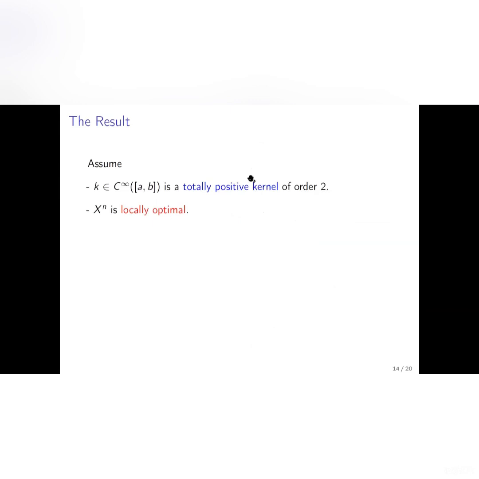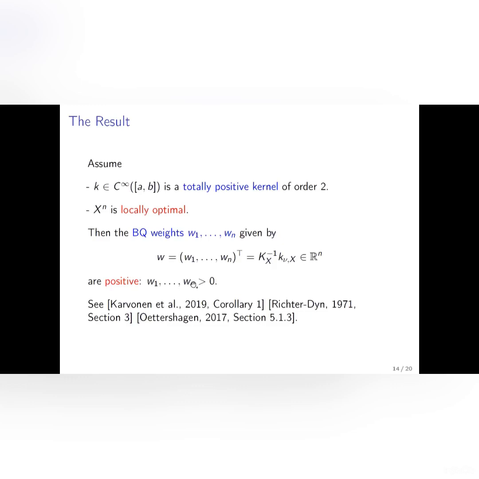So, under these two assumptions, let's recall that this is the formula for the weights of Bayesian quadrature, and then you can show that under these conditions the weights are positive. And you can find the proof for this in this paper.